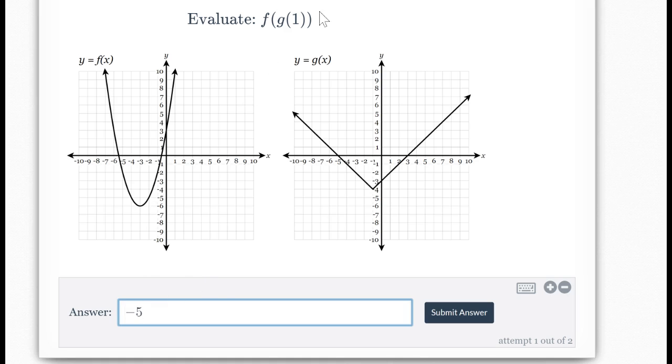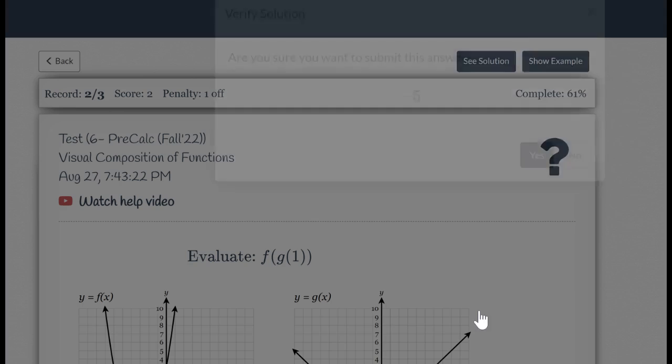Okay, so I start with my 1 on the x. I had to go down 2. And then I came over here to the answer from the previous composition, and I go to my graph again and I had to go down 5. And that's my answer. Let's try another one.